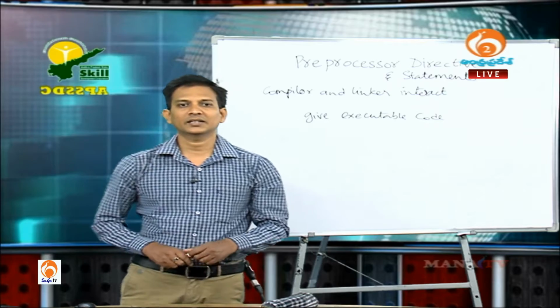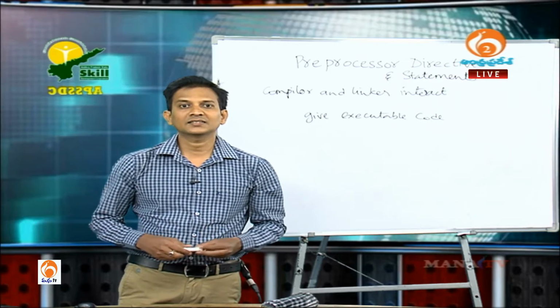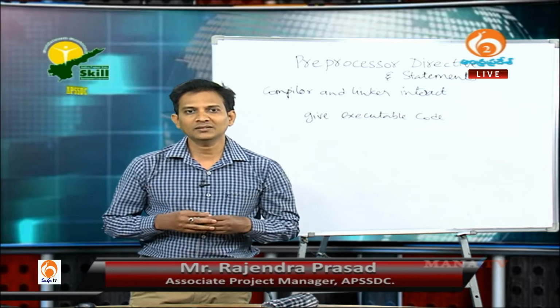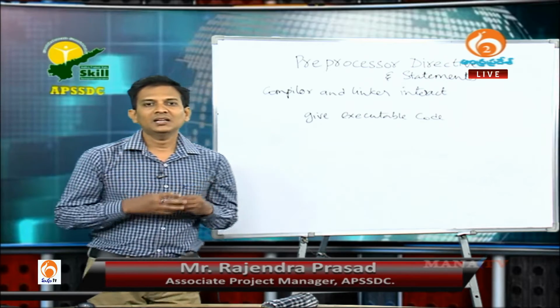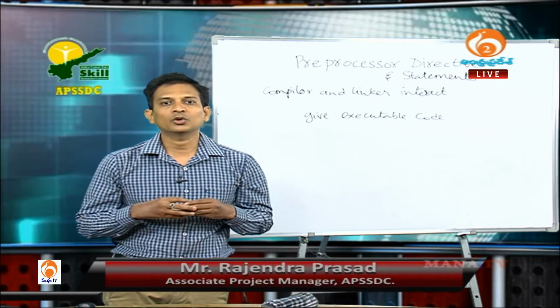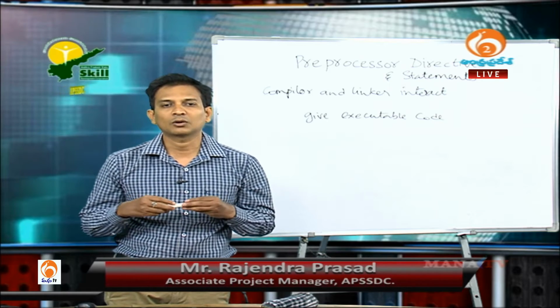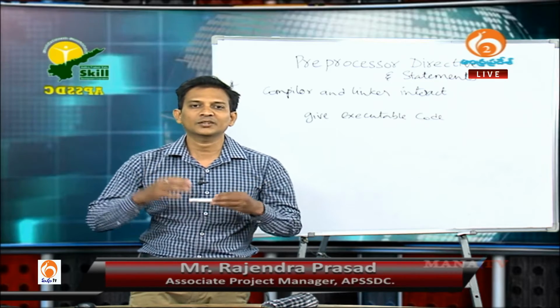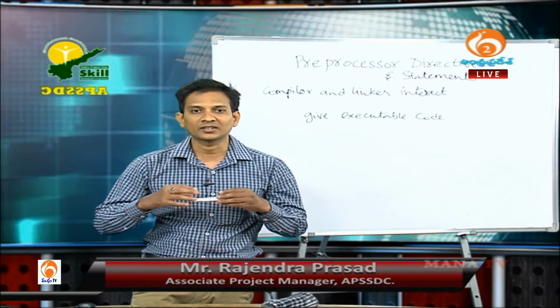I am Rajendra here. So far we are discussing preprocessor directives. What do preprocessor directives mean? The compiler and linker interact together to give an executable file. Before compiling, one process happens, and this process is called preprocessing.